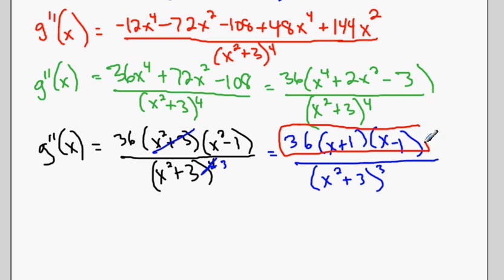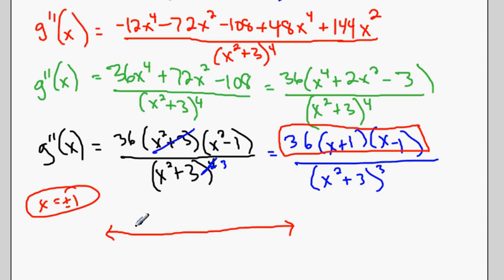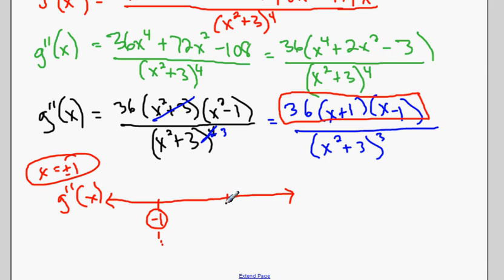So now let's look at this second derivative and find out what values make it go to 0. I can quickly see that when x equals plus or minus 1, the second derivative is going to go to 0. So this will be helpful for finding when it's concave up and concave down. This is my second derivative of g. I know I have negative 1, that goes to 0, and I have positive 1 right here. So let's do our analysis.